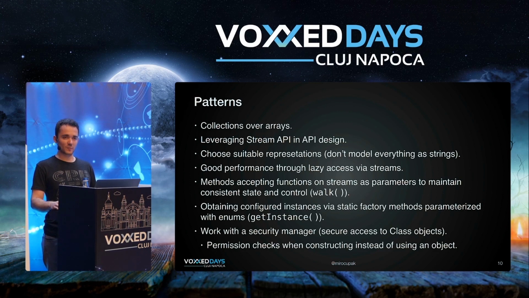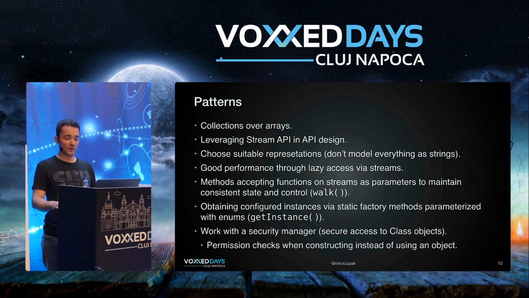In particular, it can sometimes be tempting to model things as strings because they're easy to deal with consistently from your perspective as the provider of the API, but that can make things hard for the consumer of your API because then they need to deal with appropriate conversions or lookups or whatever you have. And this is a major problem with the old approach. Improve performance by utilizing lazy access to elements through streams.